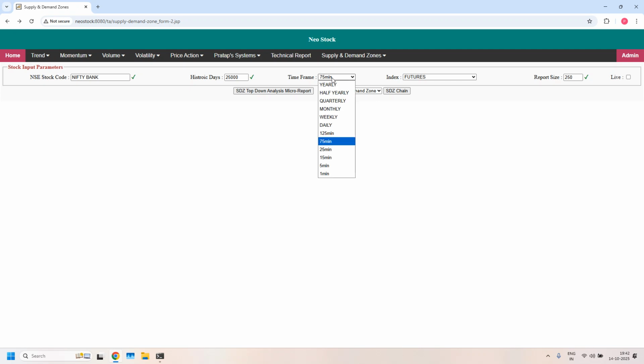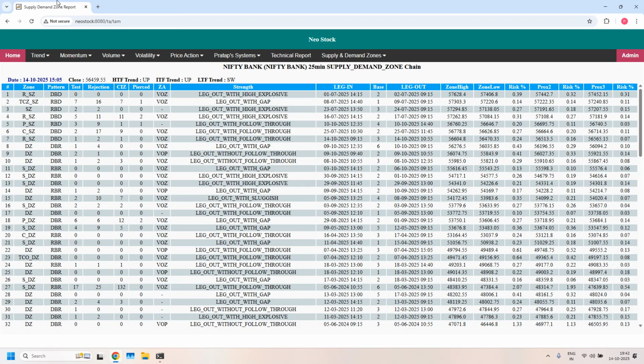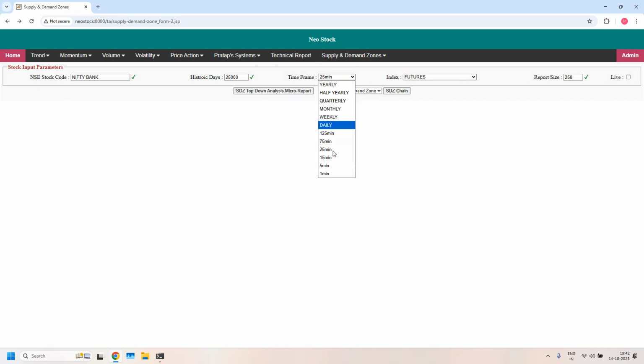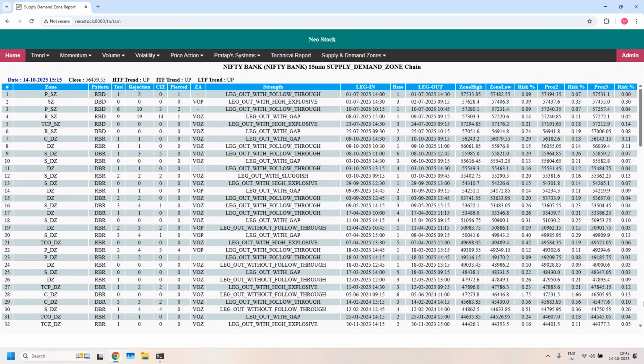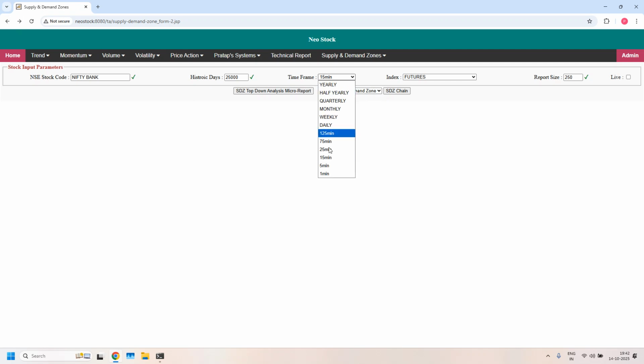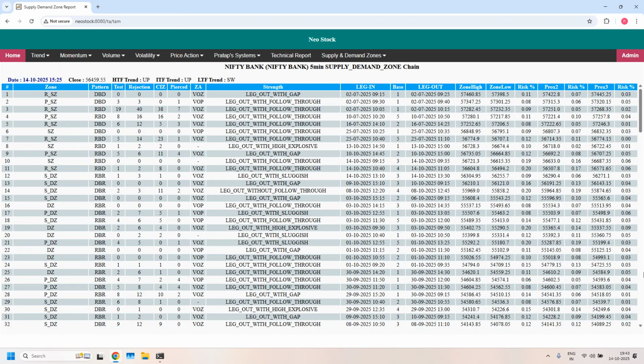Next, generating 25 minutes supply demand zone chain for BANKNIFTY. Next, generating 15 minutes supply demand zone chain for BANKNIFTY. Next, generating 5 minutes supply demand zone chain for BANKNIFTY. So this is NIFTY and BANKNIFTY supply demand zone chain report generation.